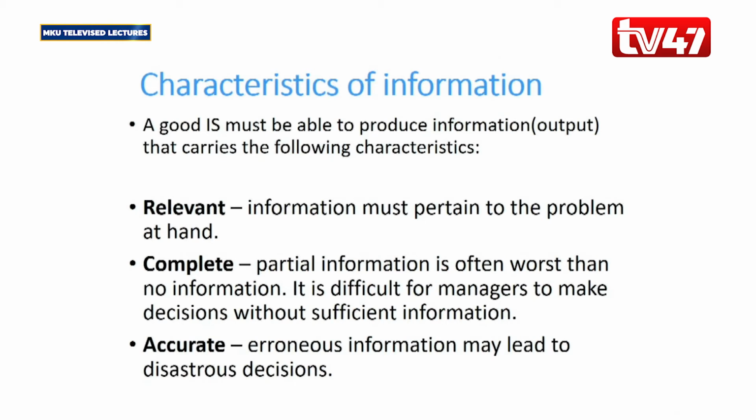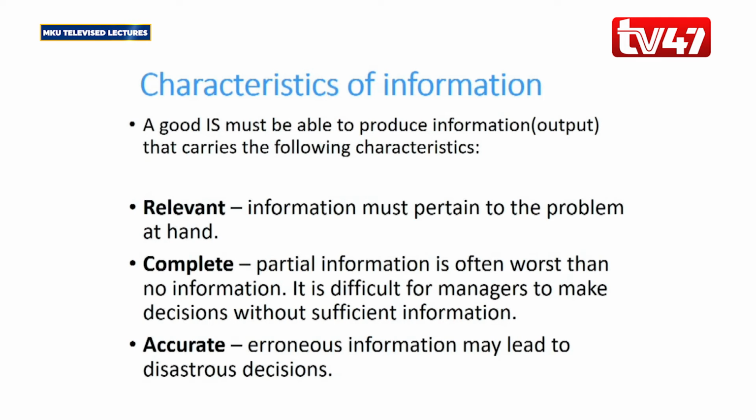The information that we get also must be complete, so that we make decisions that make sense at the end of the day. Partial information is often worse than no information. If you give out partial information, it could be dangerous within the organization, because such information cannot be used to make decisions. You might make incomplete decisions based on incomplete data. So it is difficult for managers to make decisions without sufficient information. If you are given little information, or information that is not complete, then you might not make a decision that is going to help the organization based on the current problem you are dealing with. So information should be complete. All the information systems that can be classified as good within an organization should give you complete information. Accuracy is another characteristic.